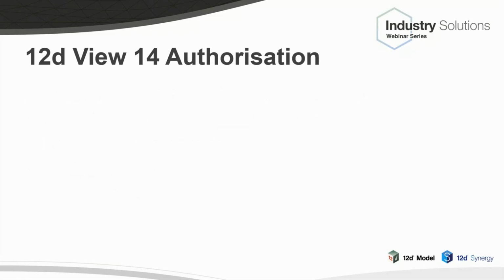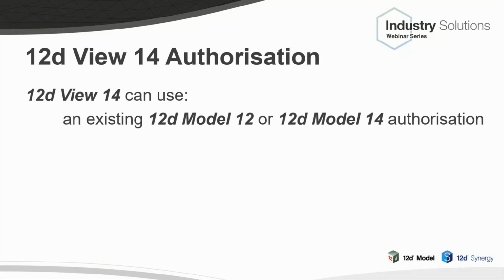Now, for authorizing 12D View, there's some who've made use of it already, and I'll just go through the three ways though. If you already have 12D Model and your dongle on your computer or access to it, 12D View will actually use that. So it can use a 12D Model 12 authorization or 12D Model 14 authorization. So I'll just mention one thing here. We are running 12D View 14 and we're not publishing a separate 12D View 12, because 12D Model 14 will pick up the 12D Model 12 project, so that it does them both. So it's just really like the one 12D View.